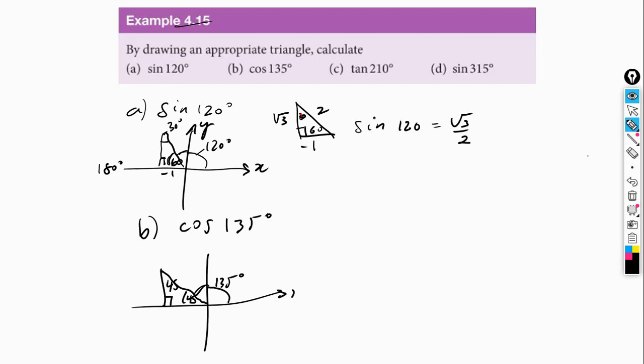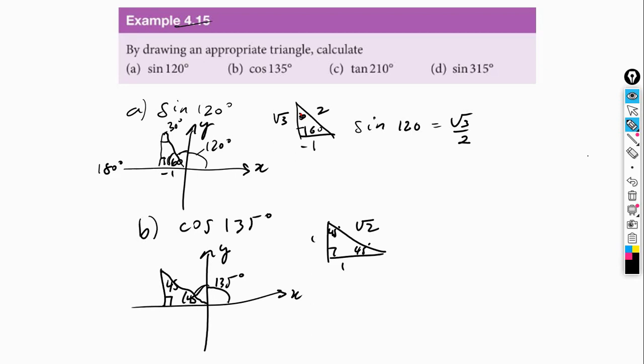And remember that this is the x-axis and this is the y-axis. So what does our reference triangle look like? If it's the 45, 45, if this is 45 degrees and this is 45 degrees, remember it's going to be 1, 1, and square root of 2. Now we also have to take into account the signs of these numbers.